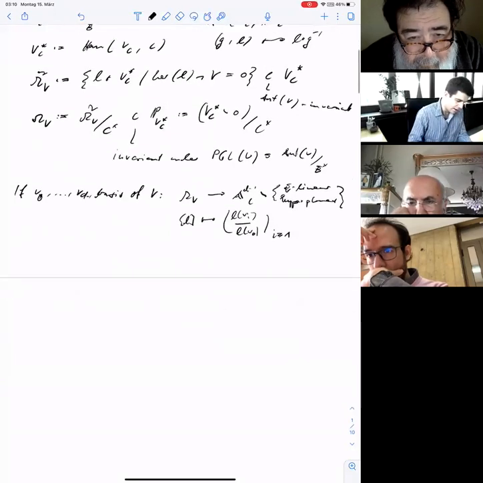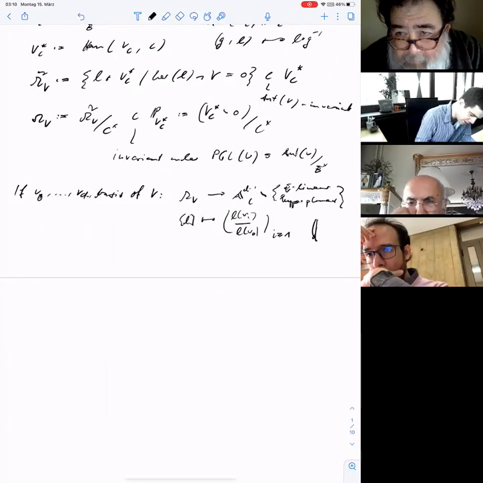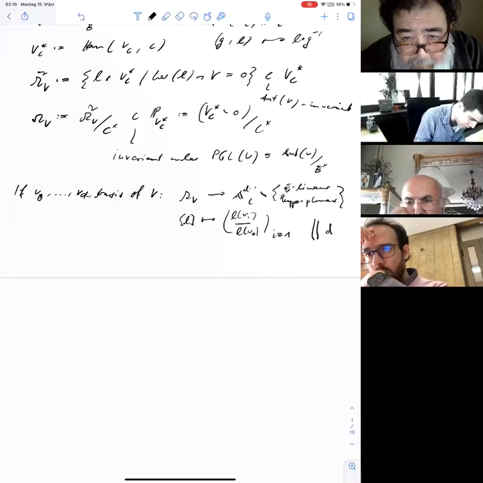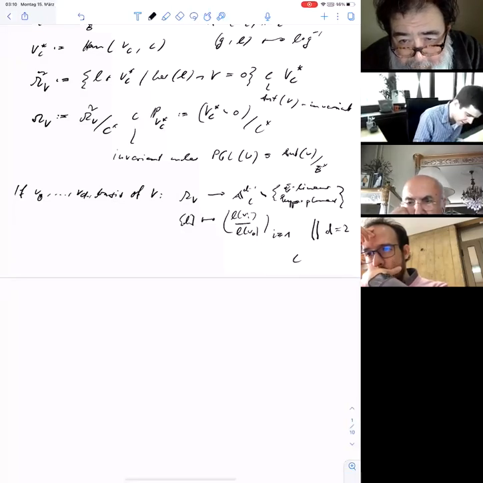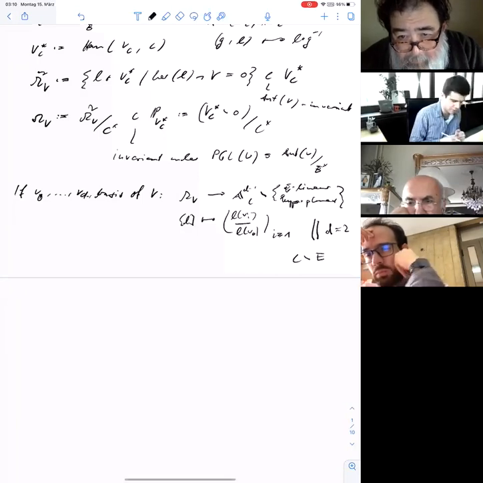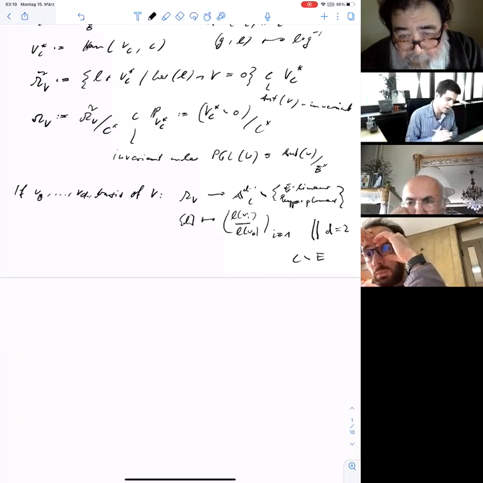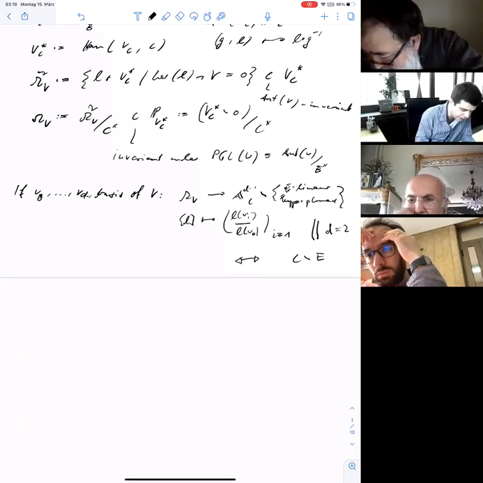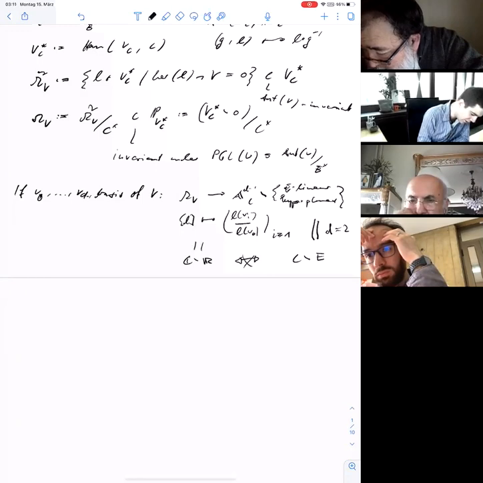Okay, and if d is two, then this is nothing but C without E. And in the analogy with elliptic curves, this corresponds formally to C without R, but not morally. So really the correct analog is the upper half space.